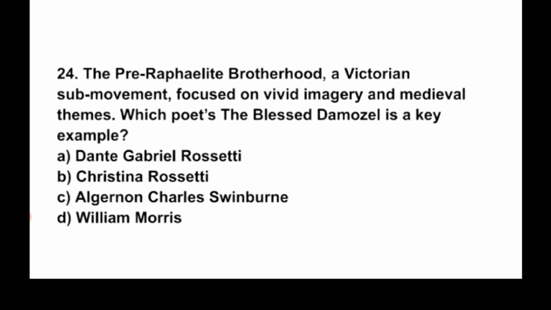The Pre-Raphaelite Brotherhood, a Victorian sub-movement focused on vivid imagery and medieval themes. Which poet's The Blessed Damozel is a key example? Option A, D.G. Rossetti. The Blessed Damozel, 1850.